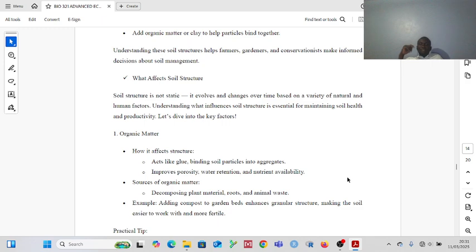Some of the key factors include organic matter. Organic matter affects soil structure because it acts like glue. It holds the soil particles together, helps to improve porosity, and helps to increase the water retention capacity of the soil. This organic matter will come from decomposing plant material, roots, or animal waste within that particular ecosystem.